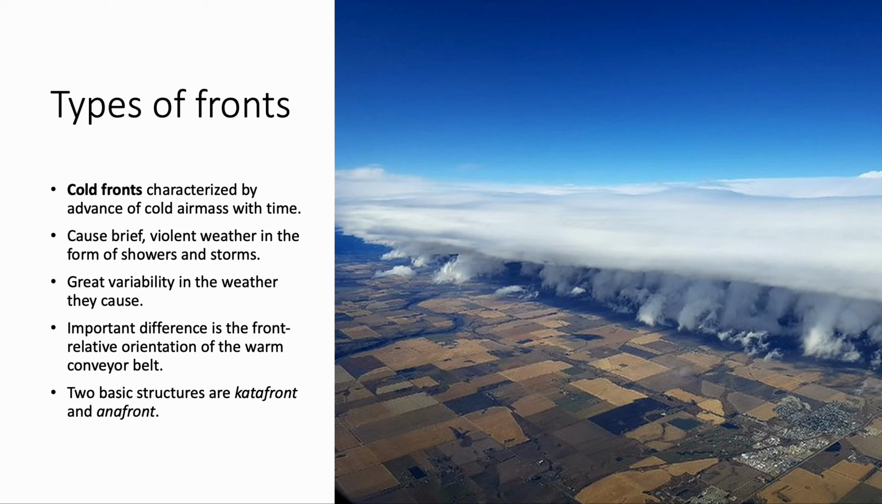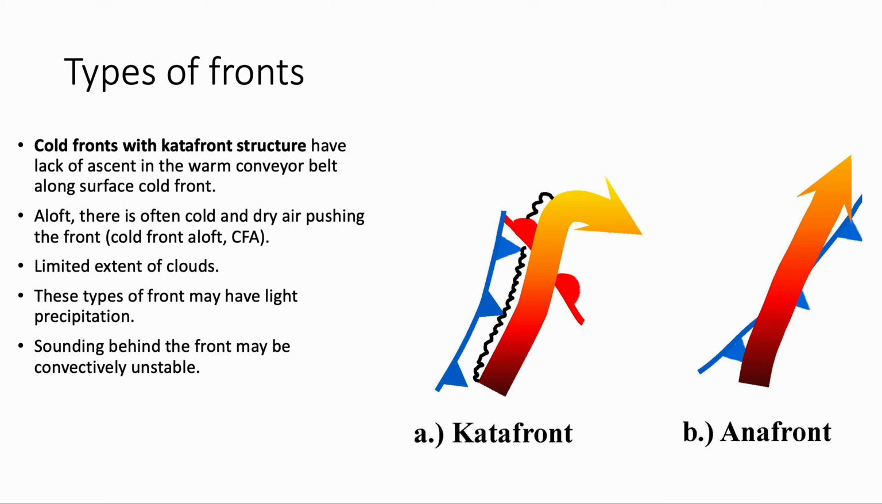And there are two kinds of fronts which we rarely talk about. One is called catafront, and the other one is called anafront. A bit like katabatic and anabatic winds.